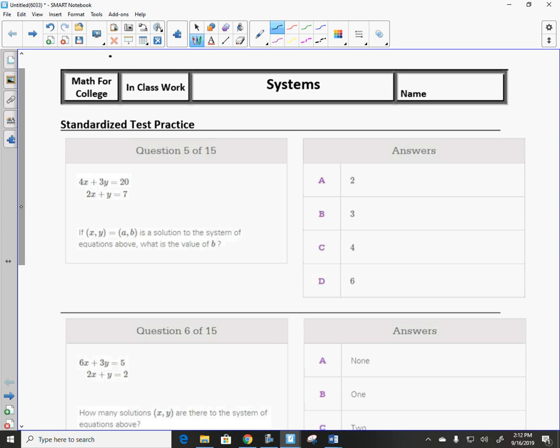Do you remember how you solve a system? Substitution is an option. Elimination is an option. So let's just kind of think about what you guys are thinking through. What could you multiply the bottom through by in order to make something go away?